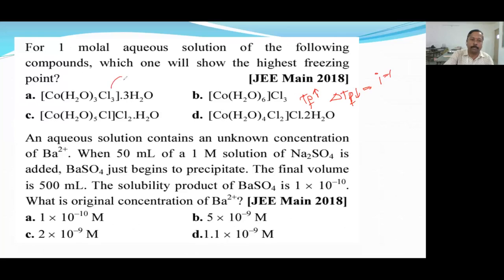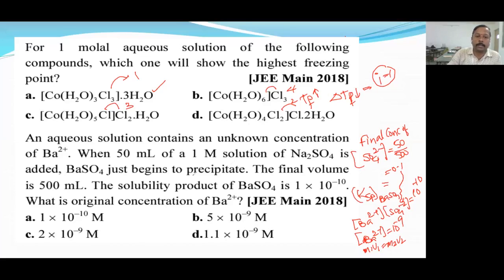See, for this there is only one bracket. Here 2 chlorine and 1 R. Here it will be 4. And here it will be 3. Here it will be 2. So what is the correct answer? Okay, here A will undergo minimum depression. So the freezing point will be maximum.